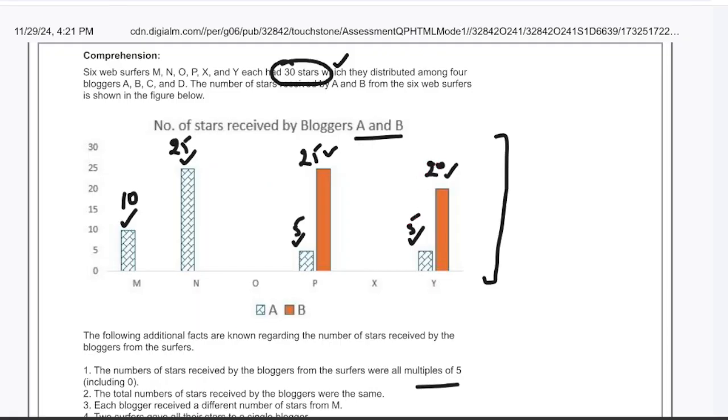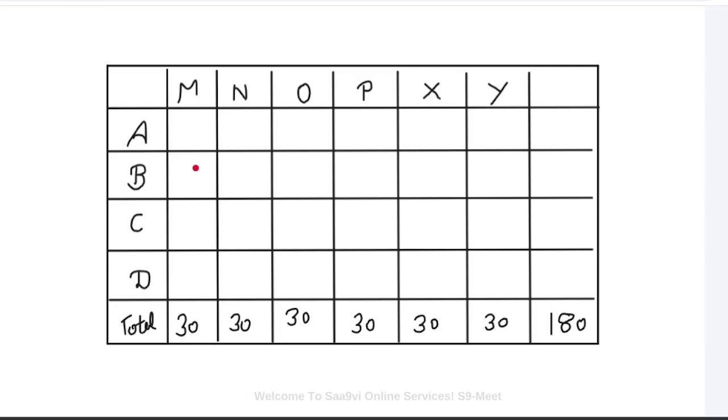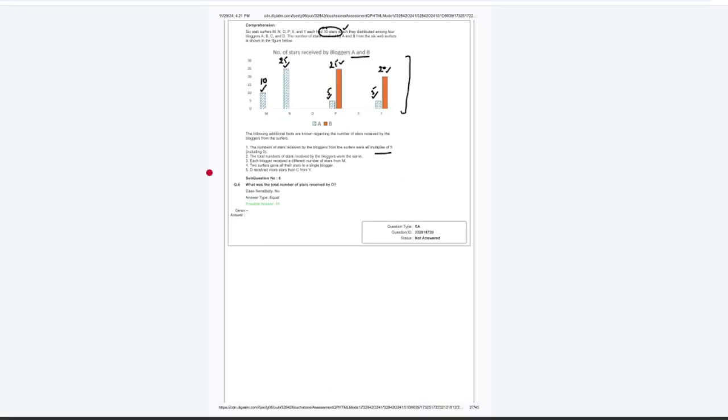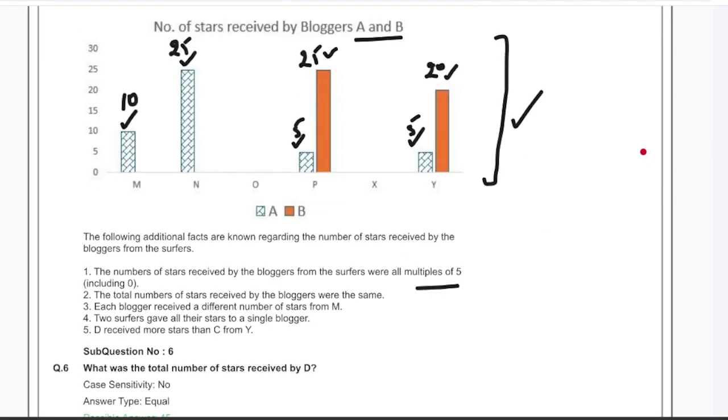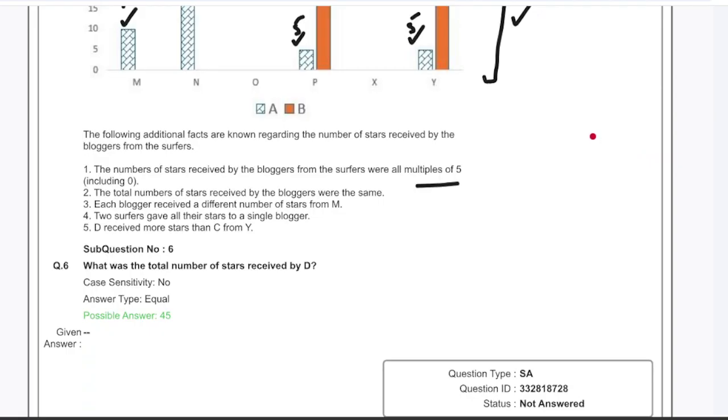Now let's summarize this in the table. M gave 10 to A, N gave 25, P gave 5, and Y also gave 5 to A. Now B received from P 25, and 20 from Y. So this graph also has been summarized. It's very important to summarize every information in the CAT, because only then can we go towards the questions and definitely find our answers very quickly.